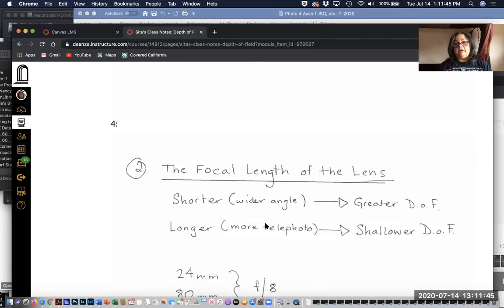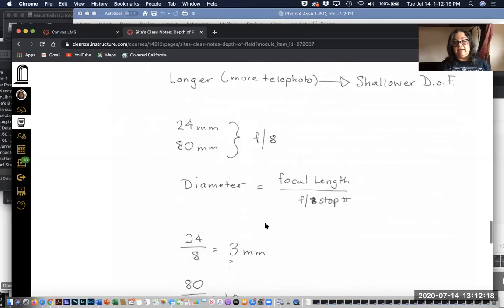And that is because although all lenses have the same f-stop numbers within the lens's parameters, so for example, all lenses have f8, or there are very, very few lenses that don't. All lenses have f8, but the diameter of the aperture at f8 is not constant from lens to lens. That is dependent on the focal length of the lens.